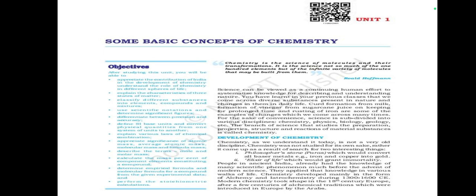People in ancient India already had the knowledge of many scientific phenomena much before the advent of modern science. They applied that knowledge in various walks of life. Chemistry developed mainly in the form of alchemy and iatrochemistry during 1300 to 1600 CE. Modern chemistry took shape in 18th century Europe after a few centuries of alchemical traditions which were introduced in Europe by the Arabs.